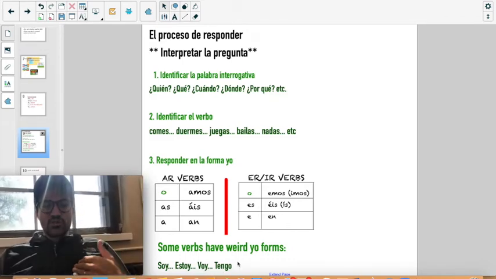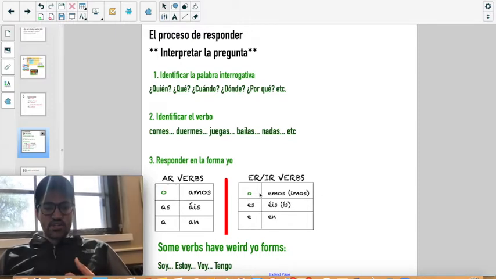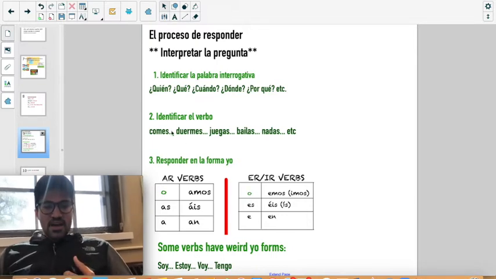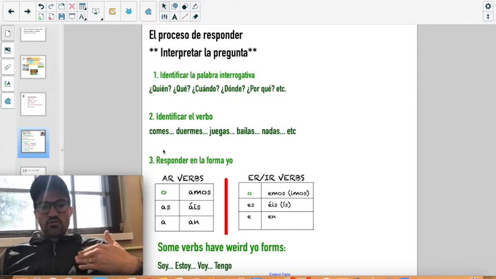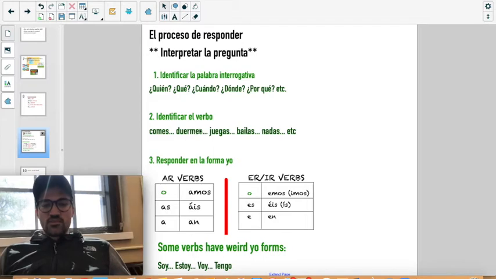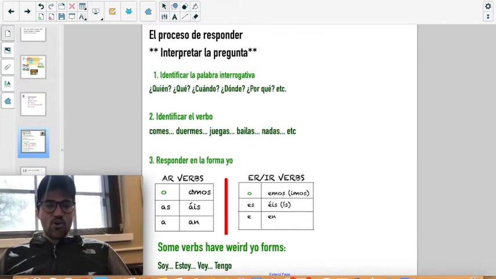The question is, ¿cuántos años tienes? You would respond, yo tengo. These are what we call verbs that are irregular in the yo form. So you can't just put an O on them and make them in the yo form because they're irregular verbs. But for the most part, the verb comer, the yo form, put an O on it, yo como. The verb dormir, put an O on it, duermo. The verb jugar, juego. The verb bailar, bailo. The verb nadar, nado.